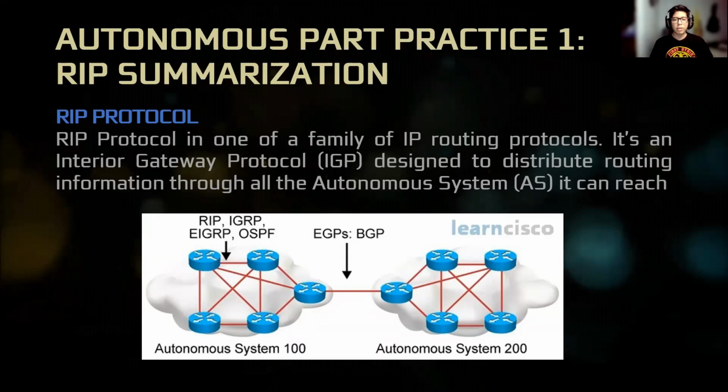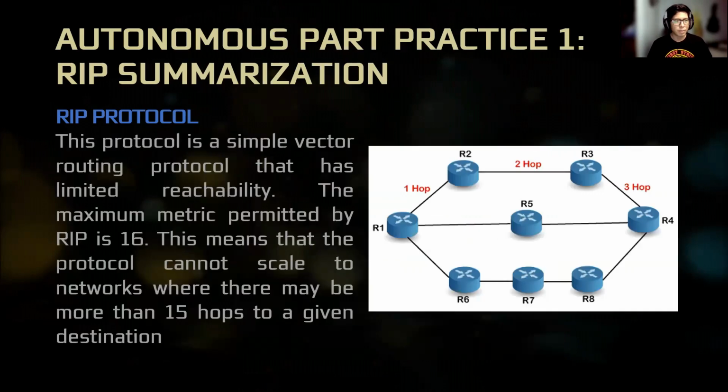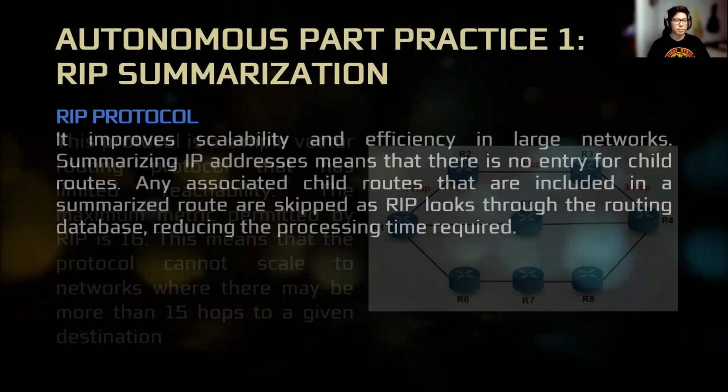The RIP protocol is one of a family of IP routing protocols and it's an interior gateway protocol, also known as IGP, and it was designed to distribute routing information through all autonomous systems, known as AS, that it can reach. This protocol is a simple distance vector routing protocol that has limited reachability. The maximum metric that it can reach is 16. So this means that it cannot scale in the AS more than 15 hops to a given destination.